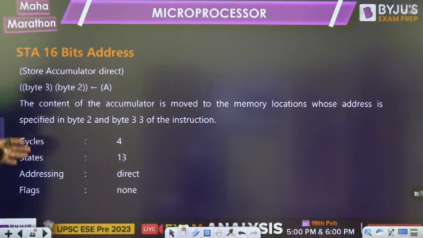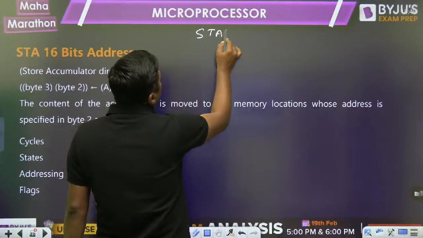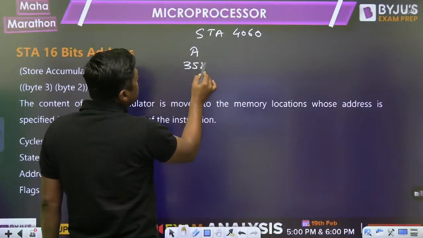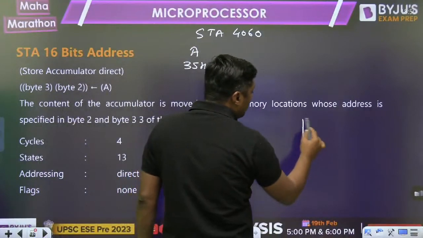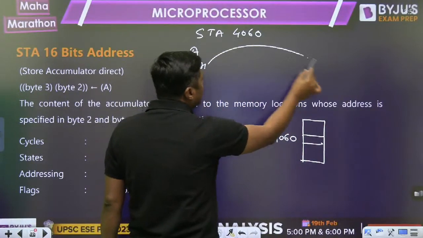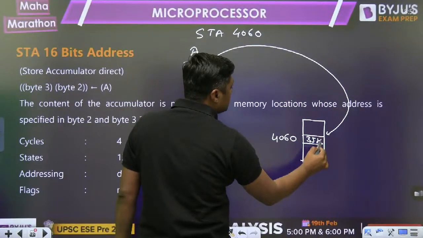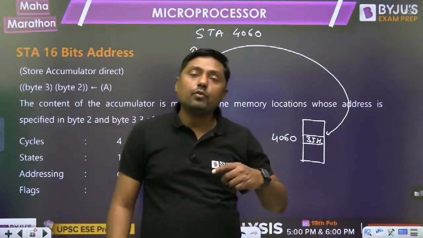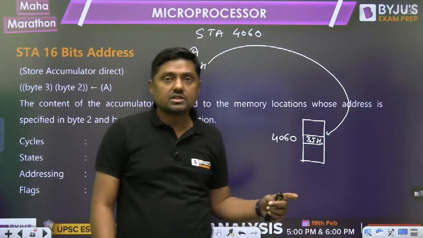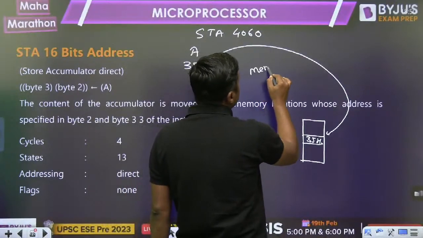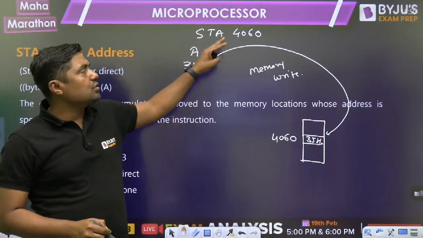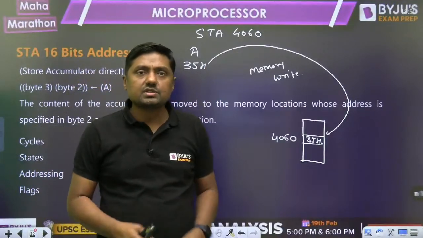Suppose I am writing STA 4060. Now, in the accumulator we have 35H. After this instruction, there is one memory location, 4060, and the content of the accumulator will be saved here, 35H. And we are doing what? Memory write. Data transfers from the accumulator to memory, and that's why this is called memory write. So this is the STA 4060 instruction.